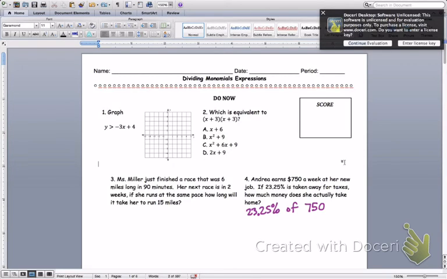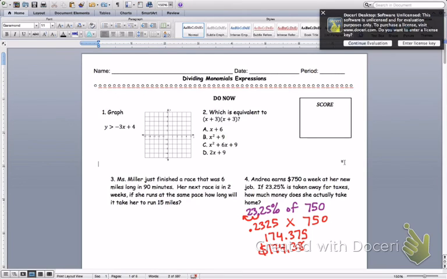So let's go ahead and move that decimal over twice to the left. So we're going to be multiplying 0.2325 times 750. So we'll just take our calculator real quick and multiply those numbers. 0.2325 times 750. That is 174.375. Since we're talking about cash, we're just going to round it to 2 decimal places, 174.38. So that's how much money is being taken away from the 750.